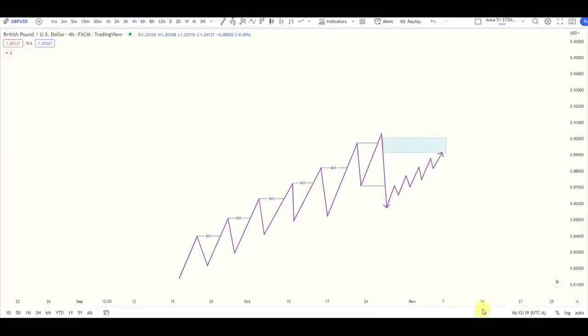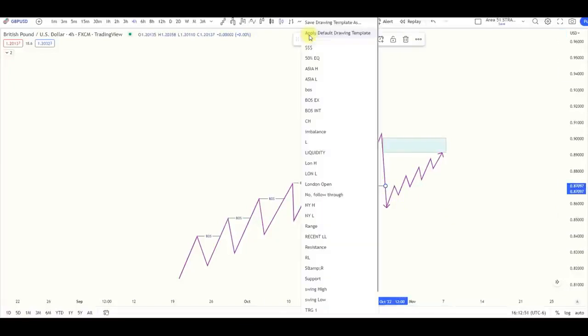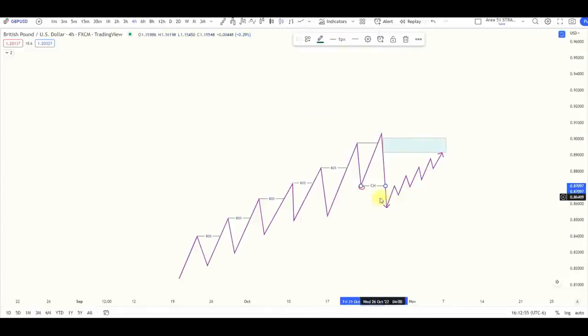The market is going to go up and revisit the move that created the change of character. Let me just mark this real quick. This is called change of character, or CHOCH. For me, I just call it very simply, we see change of character. So this is change of character right there.